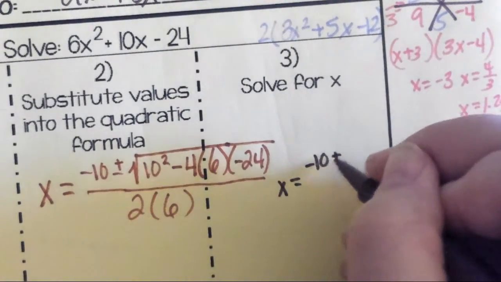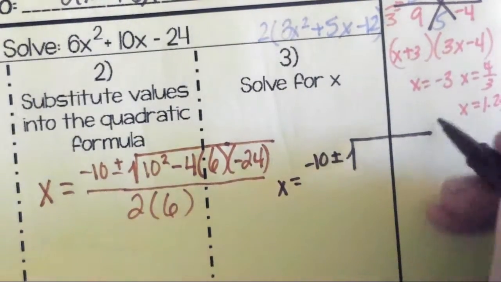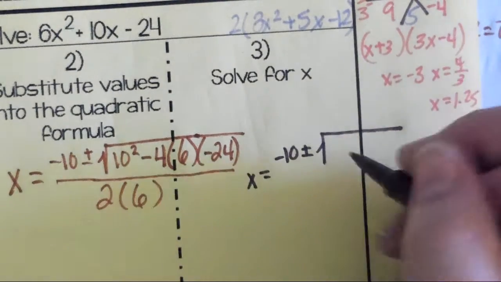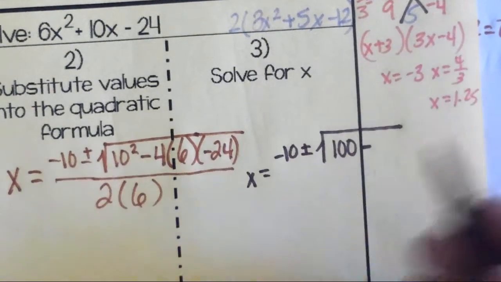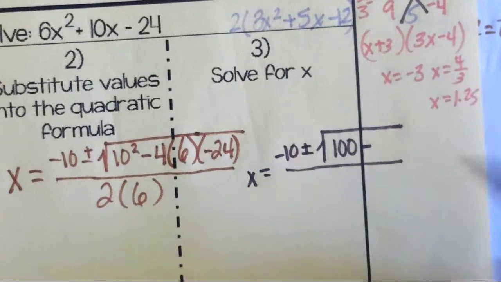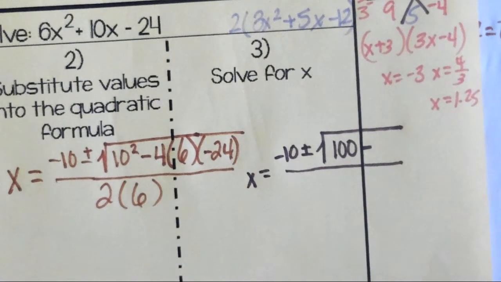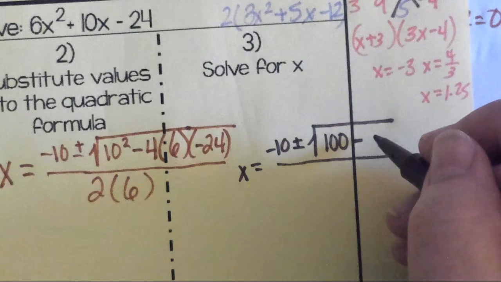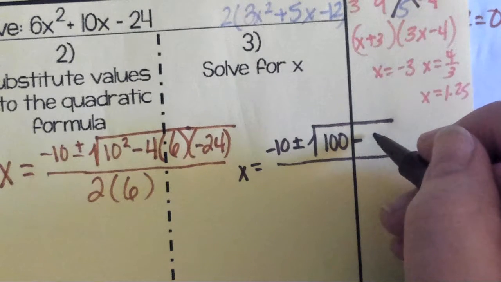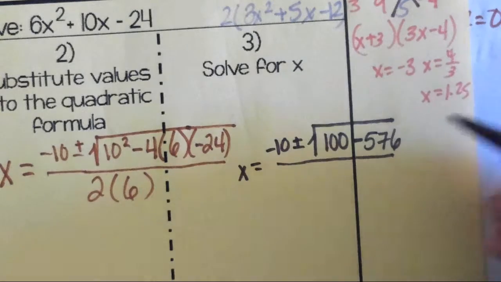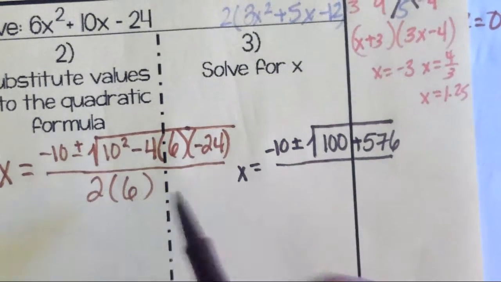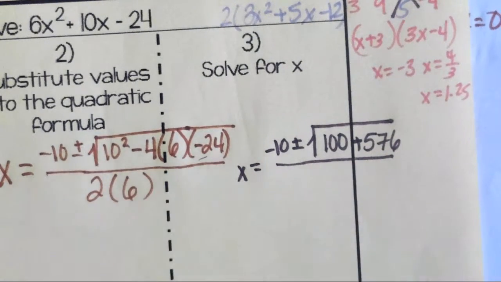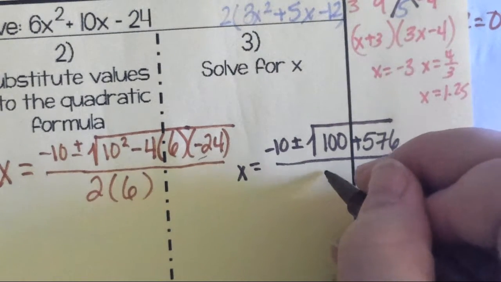What is 10 squared? Anybody, even if you were out before, you can be back in now. 100. I need to know negative 4 times 6 times negative 24. Is it 576? Yeah. Is it negative or positive? Positive. It's got to be positive because we have this negative 4 and the negative 24. Negative times negative makes a positive. I know it's teeny and tiny, but that tiny sign error is going to change our whole answer. And then 2 times 6 is 12.